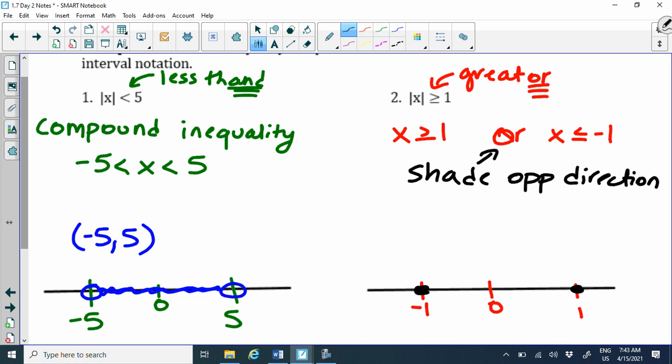That means I just go to the opposite side on each end. That's it. So nothing in between.